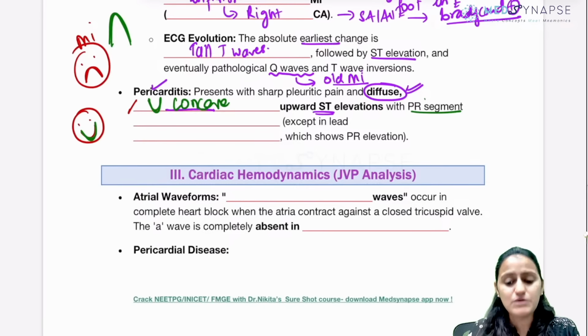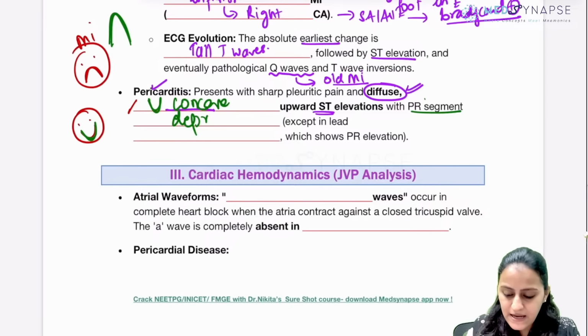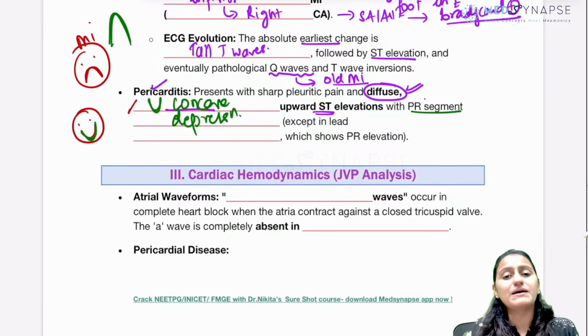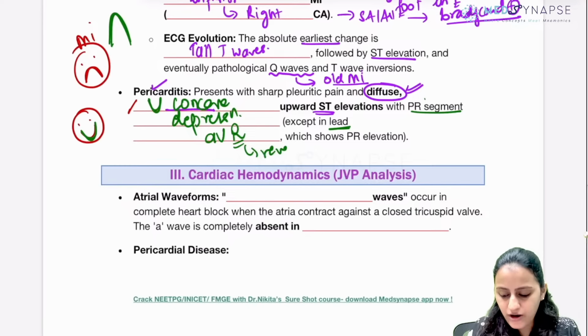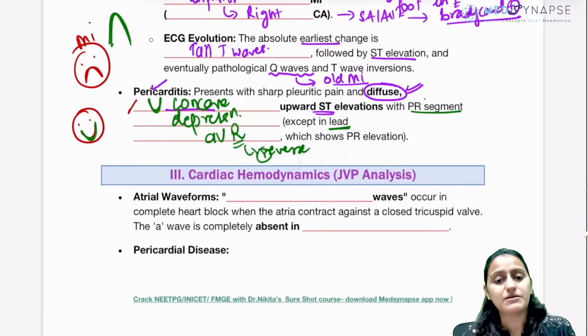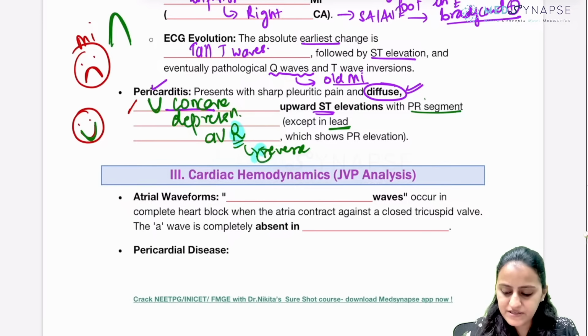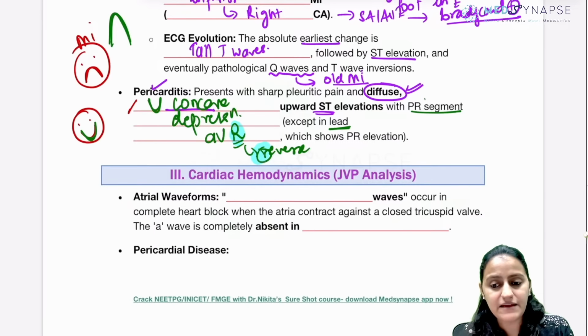And what do you see with the PR segment? There is going to be PR segment depression. PR is depressed, ST is elevated. Except in what lead do you see the reverse changes? Remember, in the lead AVR. R for reverse changes. That is how you can remember. R for reverse changes is what you have in the lead AVR.